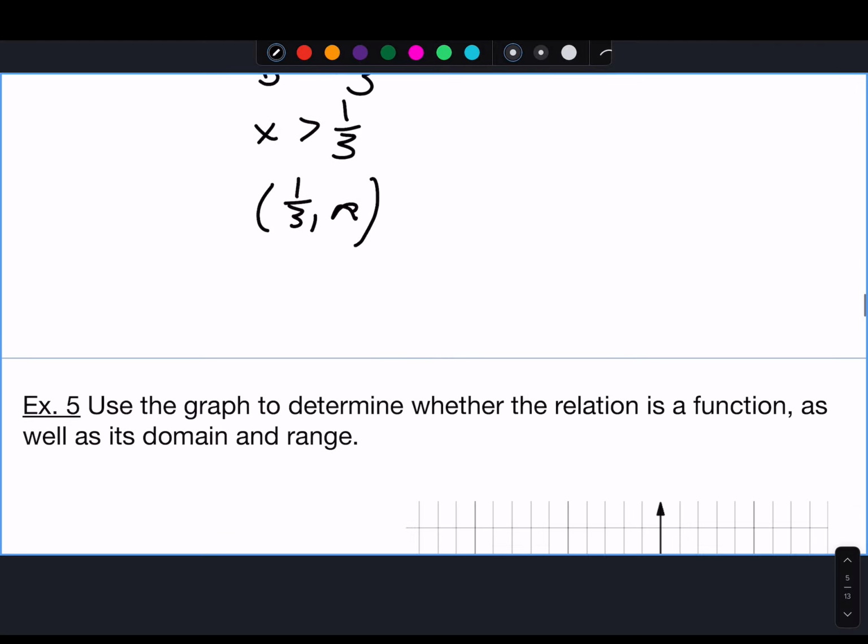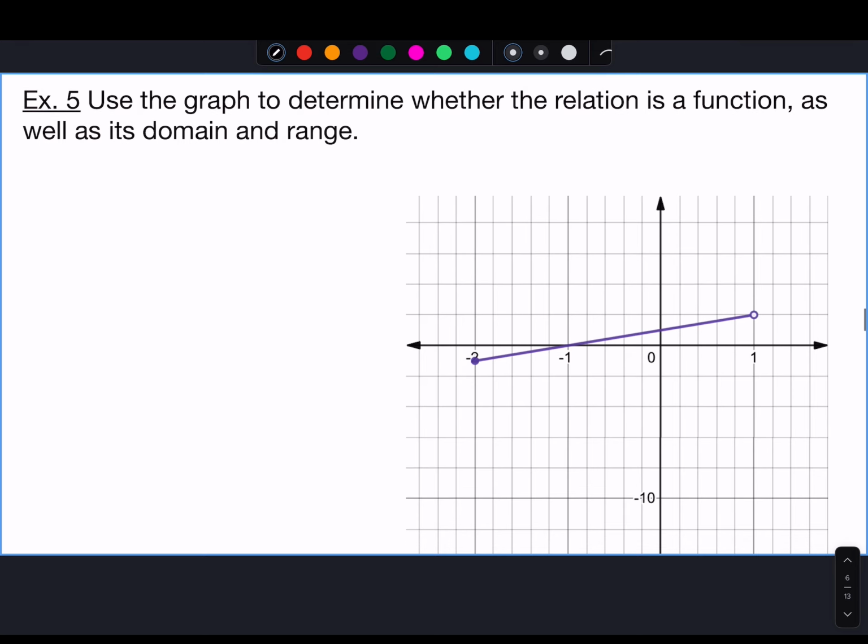Okay, let's talk about some graphs. We want to use the graph in example 5 to determine whether the relation is a function as well as its domain and range. So first question, is this a function? Why do you think so? It would pass the vertical line test, right? There are no repeated x values. So yes, it's a function.